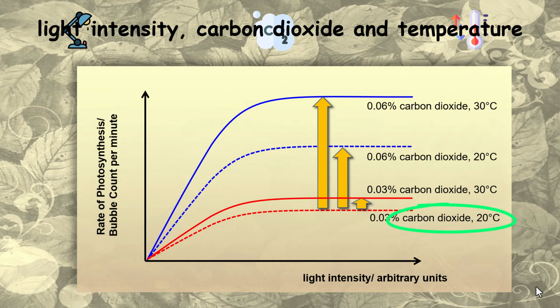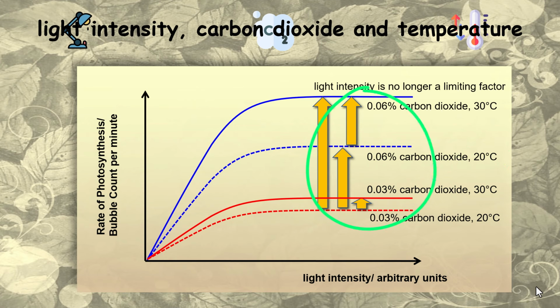red dotted line. If we compare the blue dotted curve and solid blue curve, temperature is the limiting factor at the plateau of the dotted curve. Of course, light intensity is no longer a limiting factor at all the plateaus.